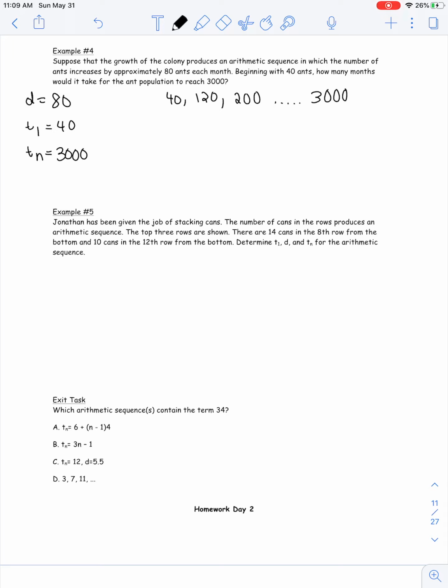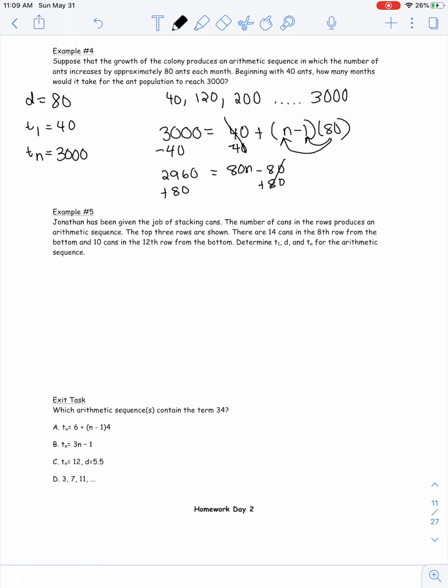So we're going to use the general term equation for arithmetic sequences, where Tn, which is 3,000, equals our first term, T1, plus (n minus 1) times D. The common difference is 80. So we're going to solve for n by subtracting 40 on both sides. So that's going to give us 2,060 equals, we can distribute the 80 into the brackets. So that's one technique. Add 80 to both sides.